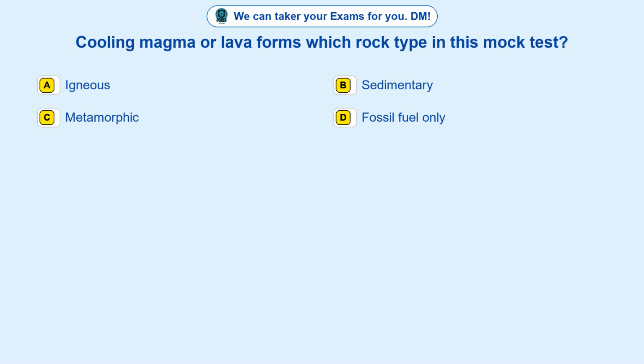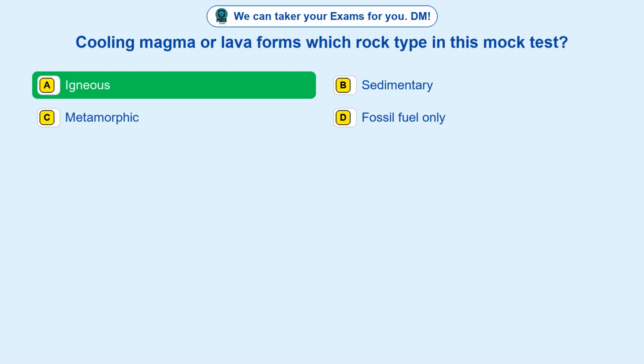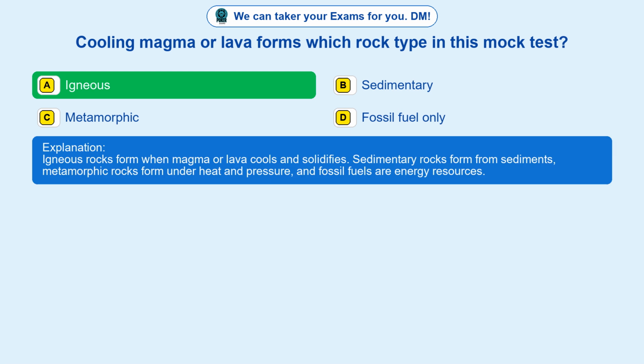Question 84. Cooling magma or lava forms which rock type in this mock test? Option A, igneous. Option B, sedimentary. Option C, metamorphic. Option D, fossil fuel only. The correct answer is option A. Igneous. Igneous rocks form when magma or lava cools and solidifies. Sedimentary rocks form from sediments, metamorphic rocks form under heat and pressure, and fossil fuels are energy resources.